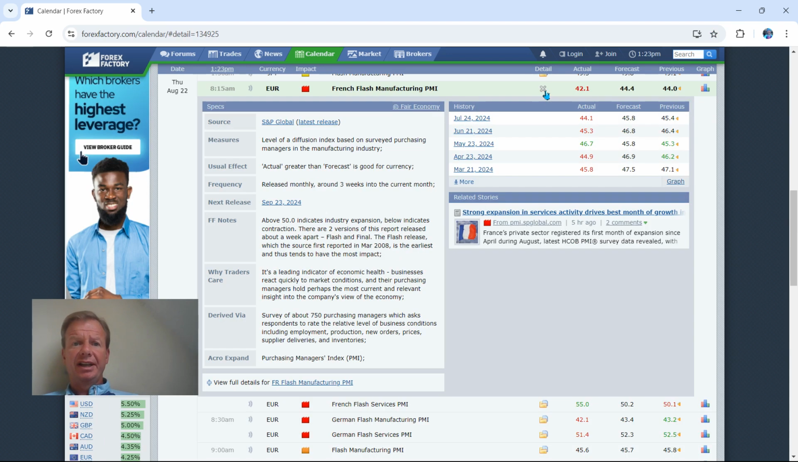Anyway, you click on the folder here and it tells you all about it. To be honest, you don't need to know all the ins and outs of it. I mean, I haven't got a clue what this is: level of a diffusion index based on survey, whatever. I just look at the usual effects. If it says actual greater than forecast, that is good for the currency.